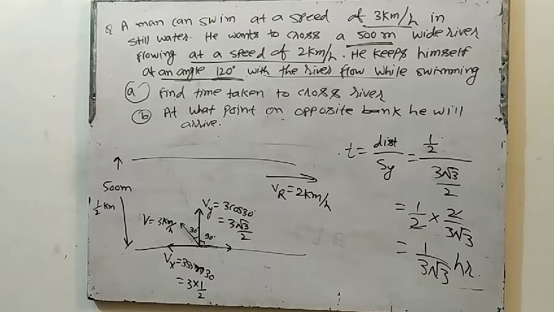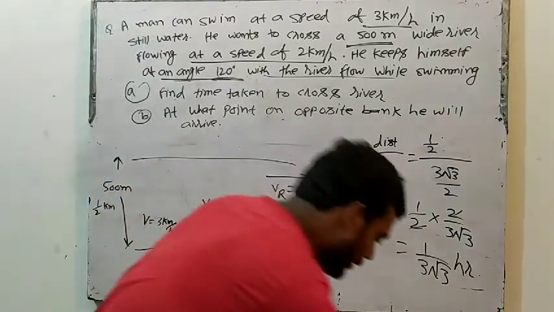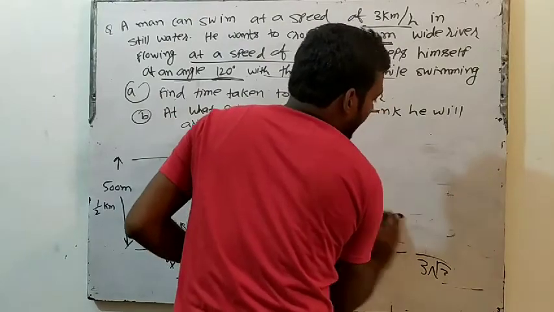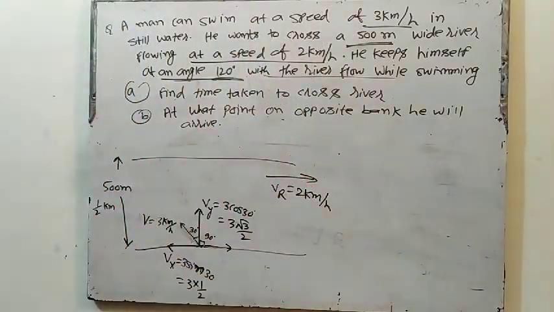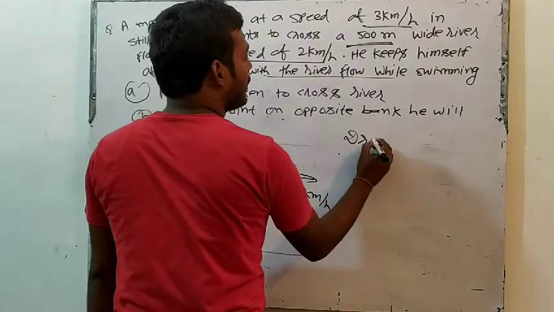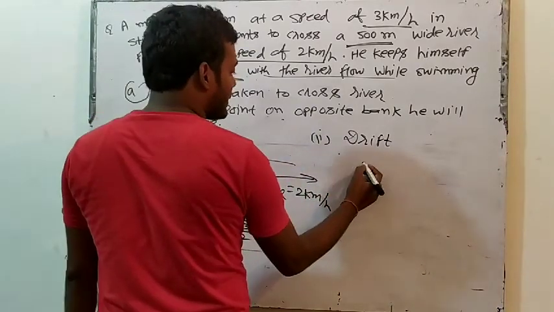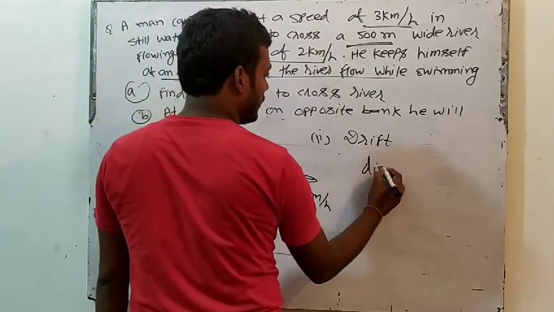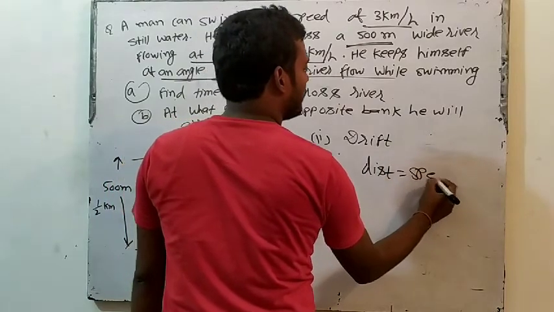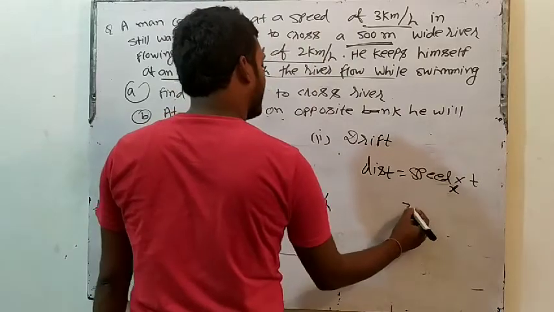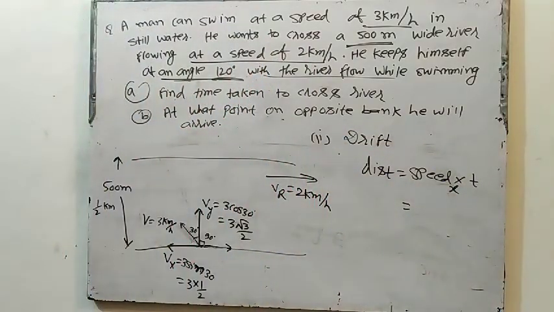See the second question. The second question is at what point on the opposite bank will he arrive? That means they are interested in the depth, no? If I solve the second question, depth means in x direction, so distance is equal to speed into time. But the speed in x direction. So what is the speed in x?